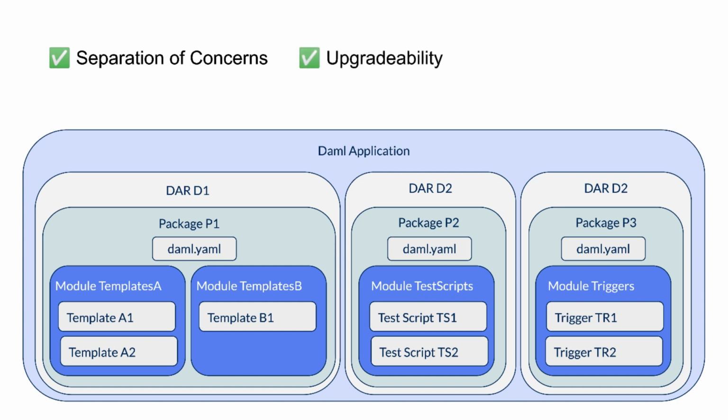The second benefit is the ability to independently upgrade each component without impacting other components. For example, you can upgrade template A1, recompile package P1 into a new DAR, and deploy that DAR without impacting other DAR files. Third is the ability to reuse packages across multiple DARs. If, for example, triggers in package P3 need to use template A1 from package P1, then the daml.yaml in P3 must declare this dependency. That will allow modules from P1 to be imported into the code written inside triggers module.